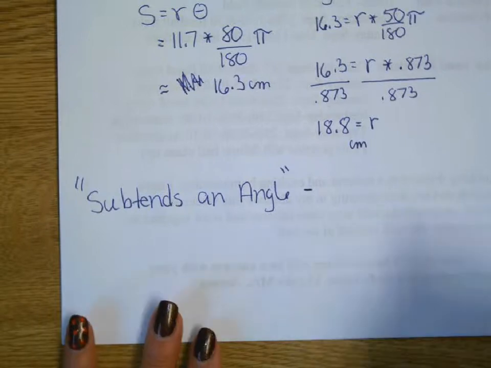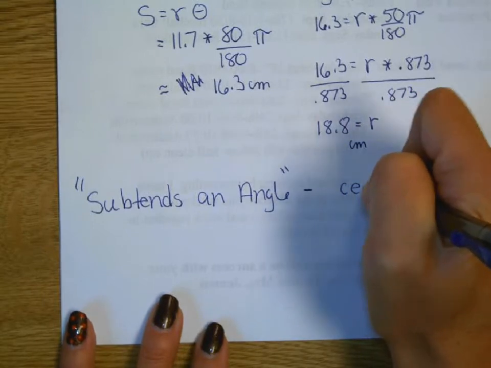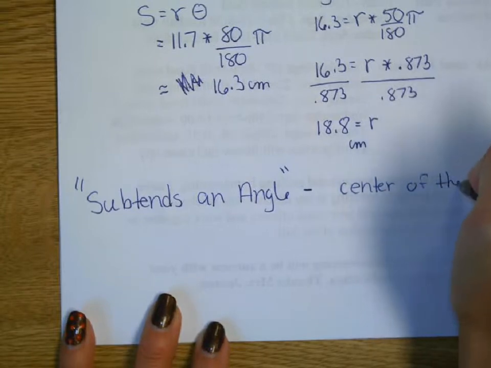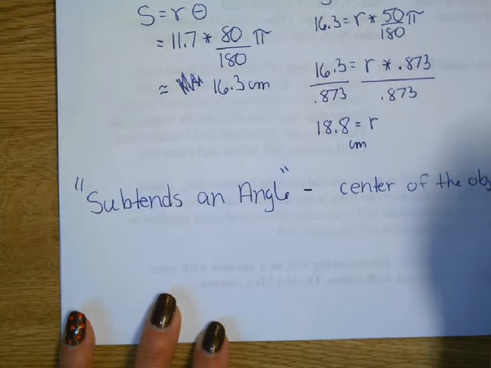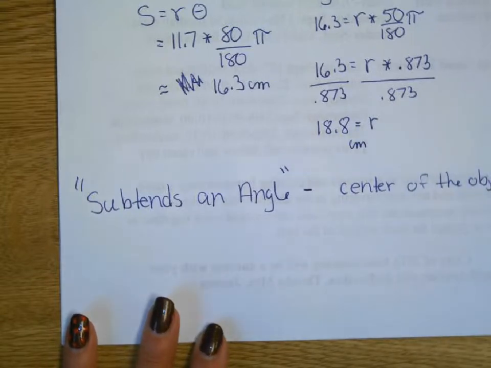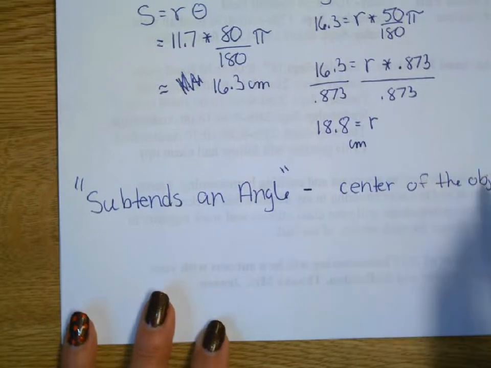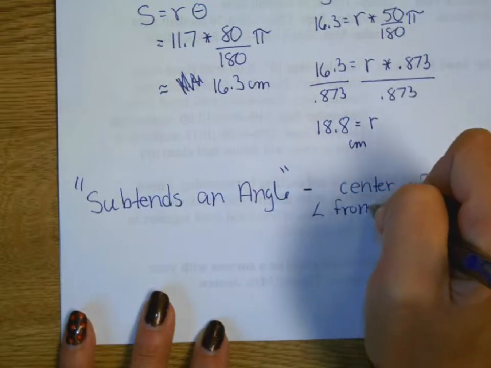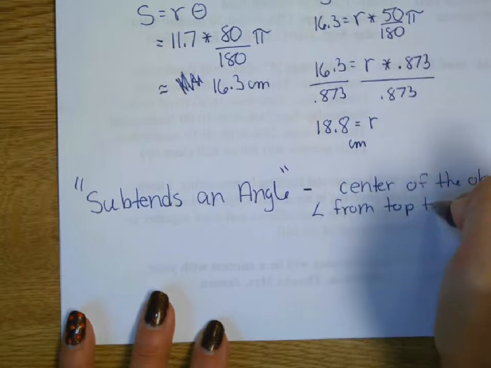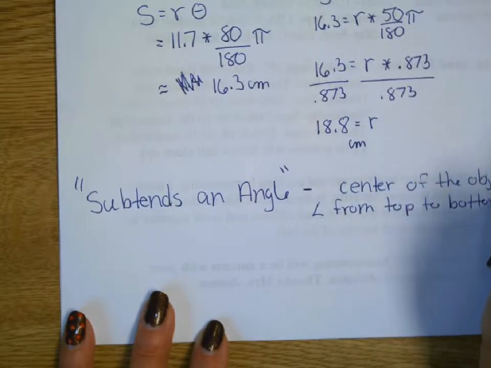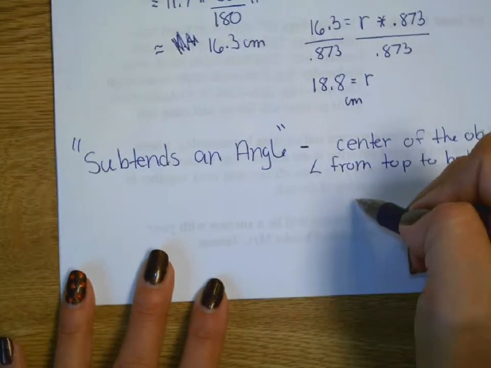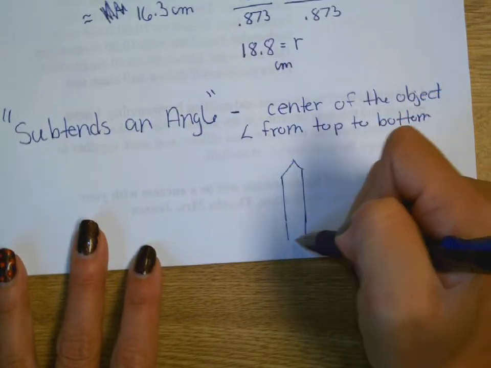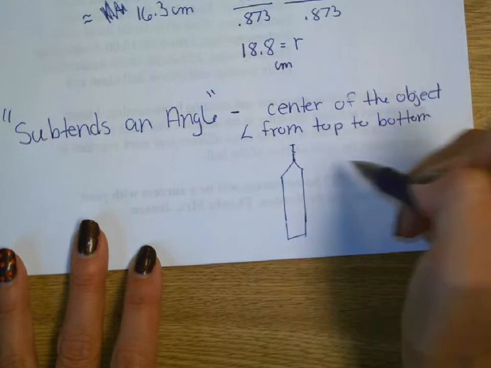Kind of. Subtends an angle means you are at the center of the object, but far away from it. And you're taking an angle measure to the top and the bottom and adding them together. So you're at the center of an object, and it would be the angle from top to bottom. So if I had the Empire State Building, put an antenna on the top there.